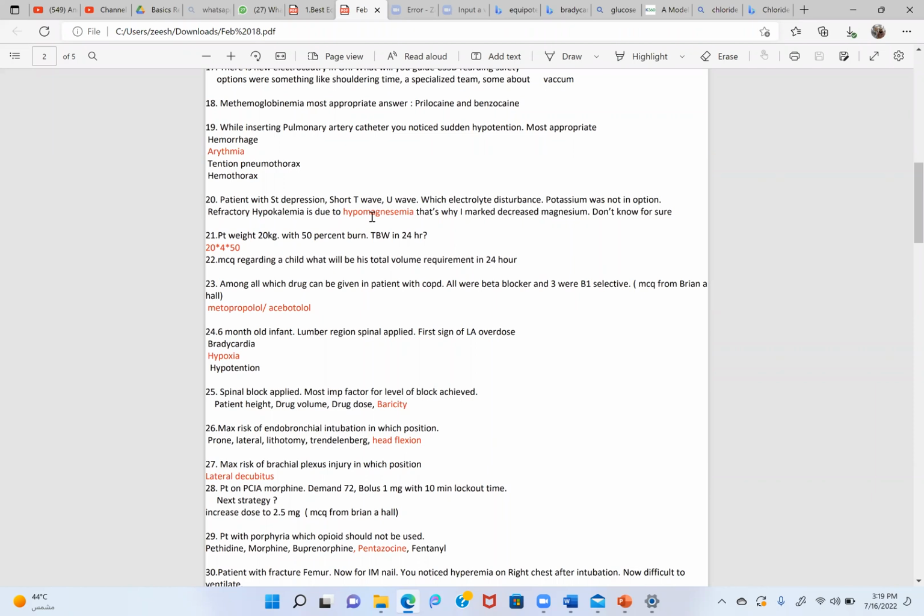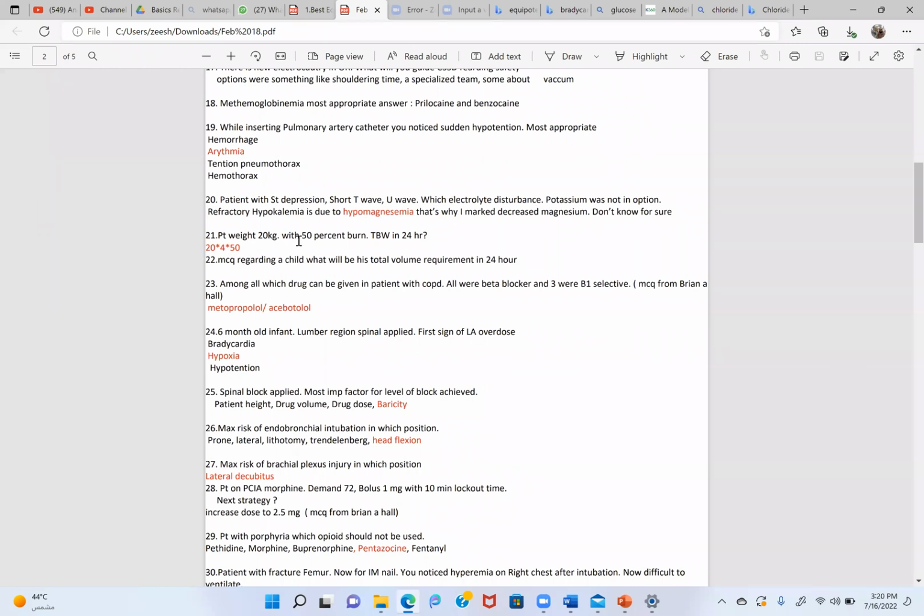Sir, one is QT prolongation. Okay. I don't remember the exact finding, but there will be some hint. Of course, if you want to correct potassium, you have to correct magnesium as well. This is because of some ionic channels. I forgot exactly the reason, but you have to correct magnesium as well. Okay.